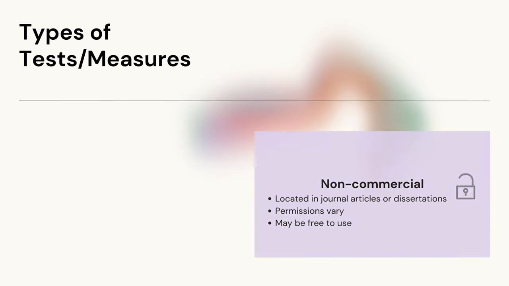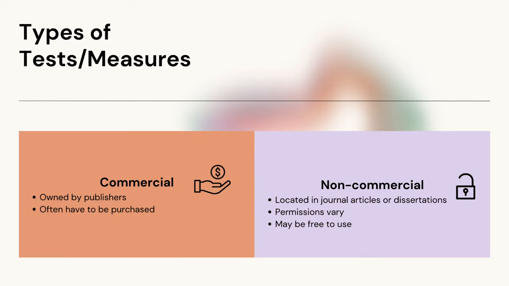The second type is non-commercial or unpublished. These are tests and measures that can be found in journal articles and dissertations. Depending on the test, non-commercial ones may require permission from the author or publisher, but they may be free to use. Being aware of these differences is important as we begin to look for tests.